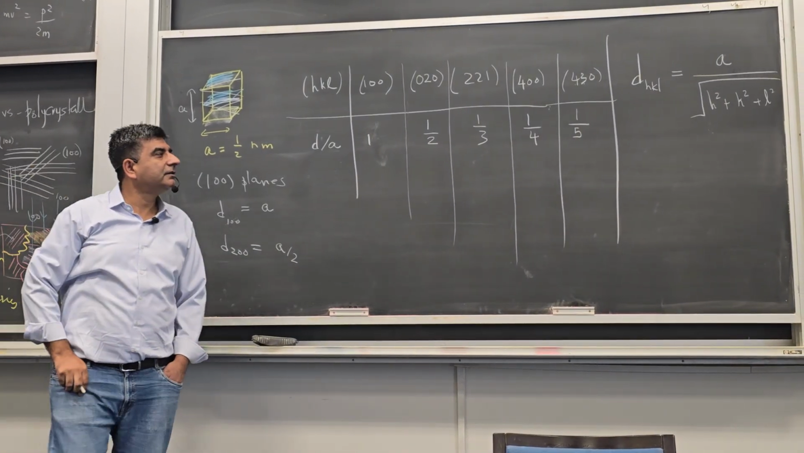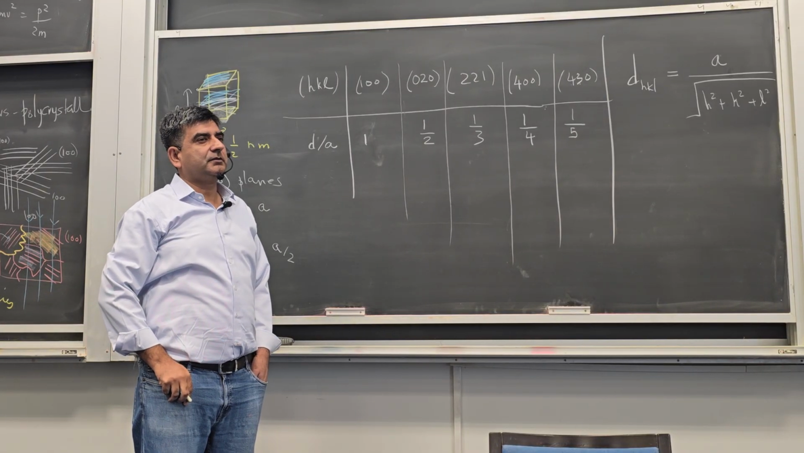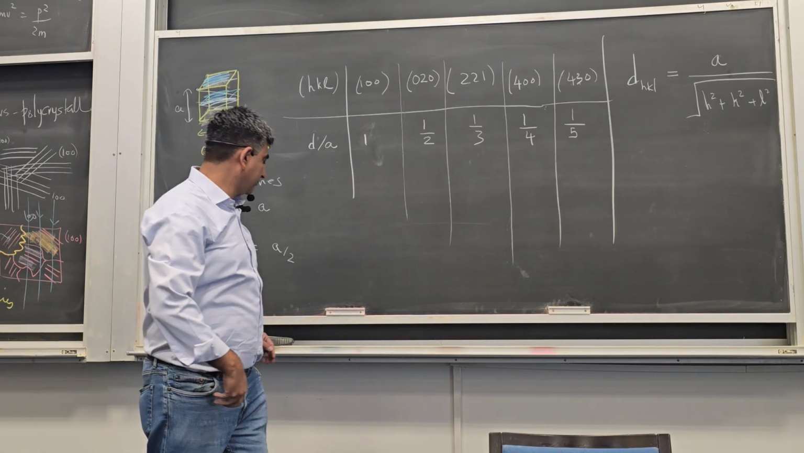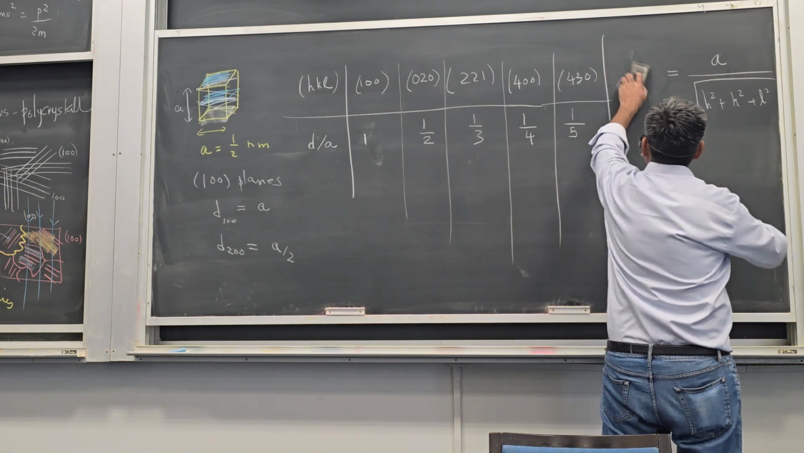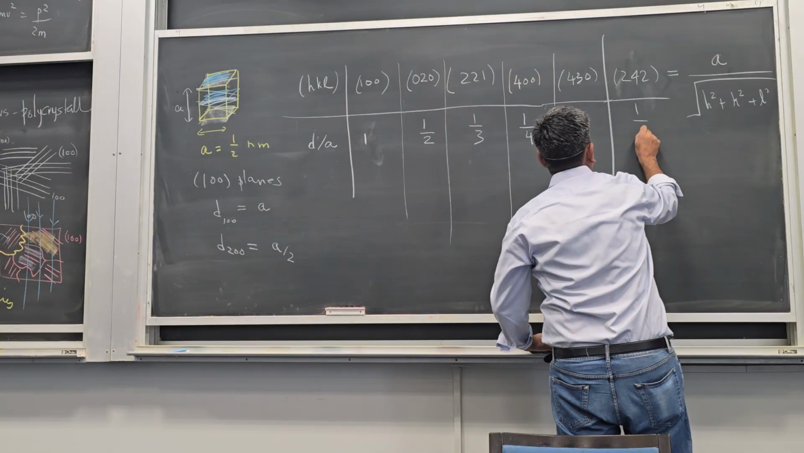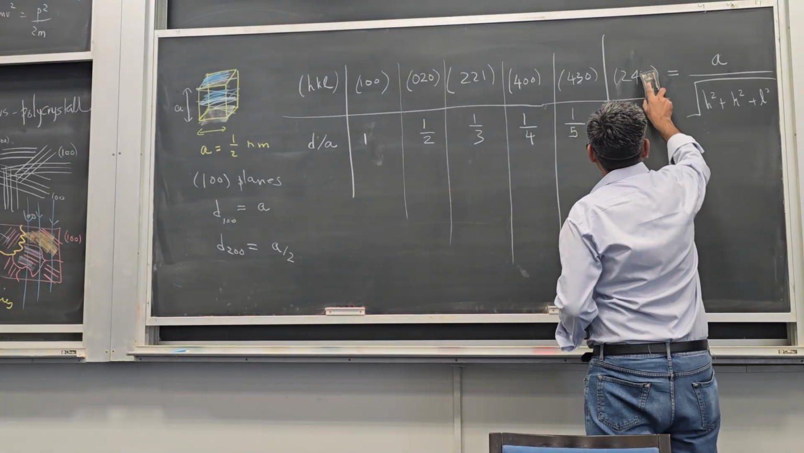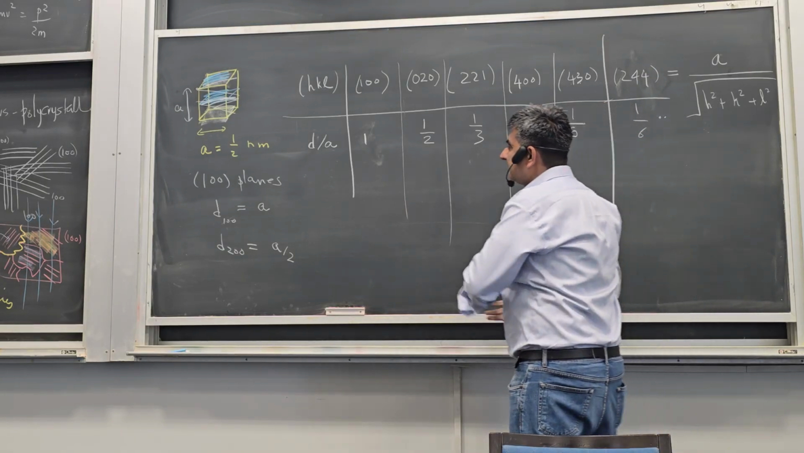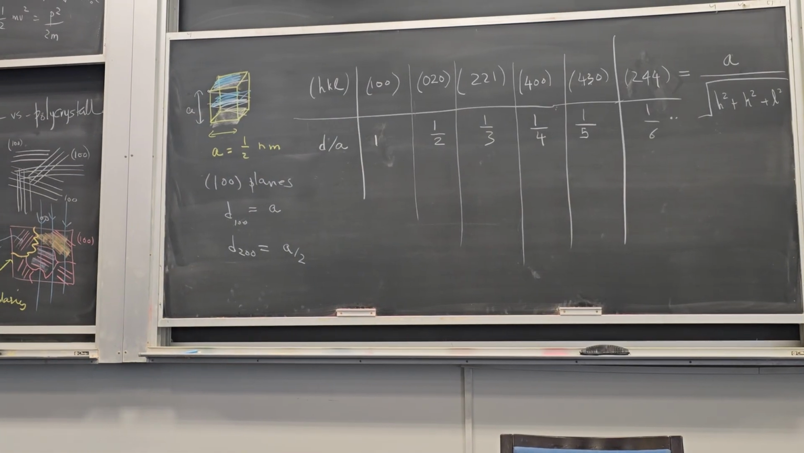छत्तीस कैसे आएगा? 4, 4, 16, 16, 32, 4, 4, 2. Say 2, 4, 2, right? कुछ भी हो सकता है. 2, 4, 4. So on and so forth. So the spacing gets smaller and smaller for planes with higher Miller indices.